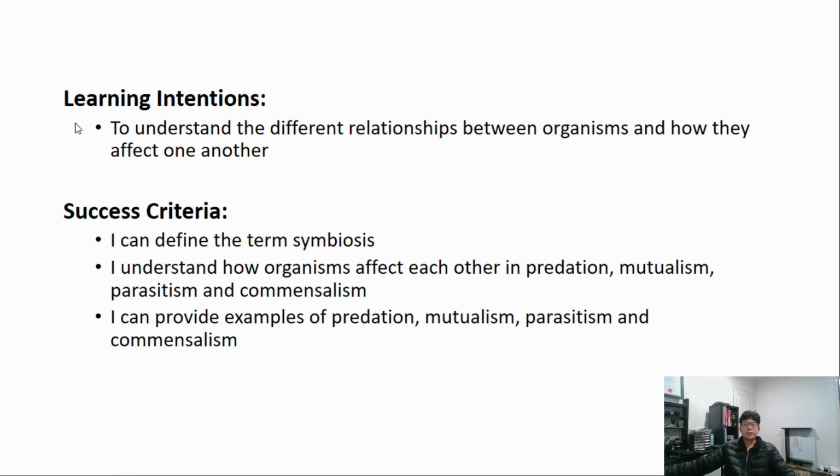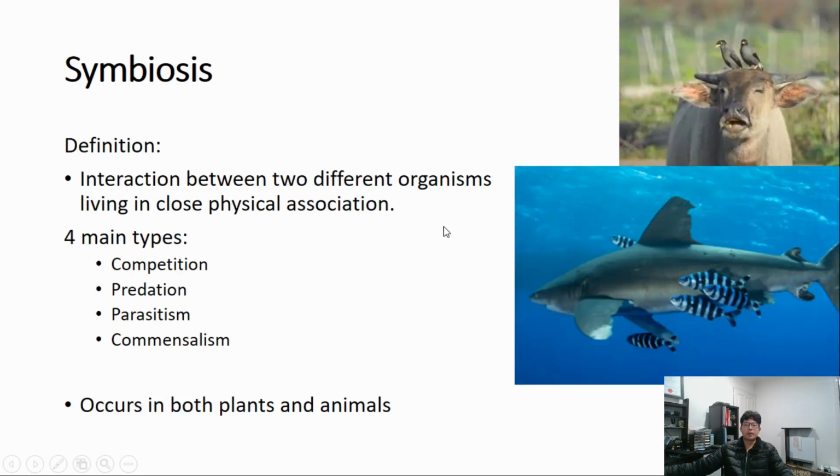Alright, so let's start off with the first success criteria, and that's to be able to define and understand the term symbiosis. So the definition is the interaction between two different organisms living in close physical association. And there are four main types of this, and we'll go into more detail in the next few slides. The first one is known as competition, next one's known as predation, then parasitism, and commensalism. And this occurs in both plants and animals, but we'll be only focusing on animals today.